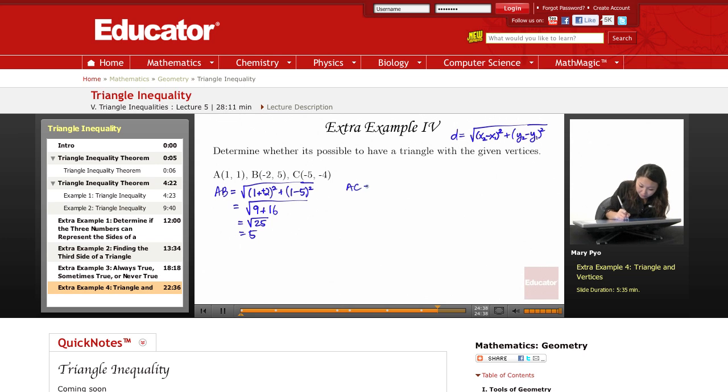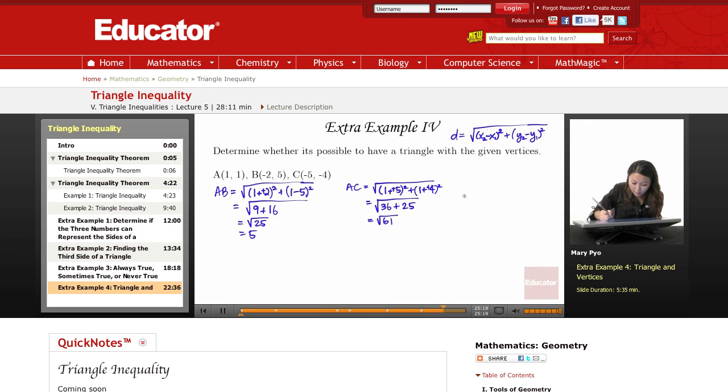Then AC is going to be 1 minus negative 5 squared plus 1 minus negative 4 squared. Yes. So then again, this is plus. So I have 6 squared, that's 36, plus 5 squared, that's 25. That's 61, the square root of 61.